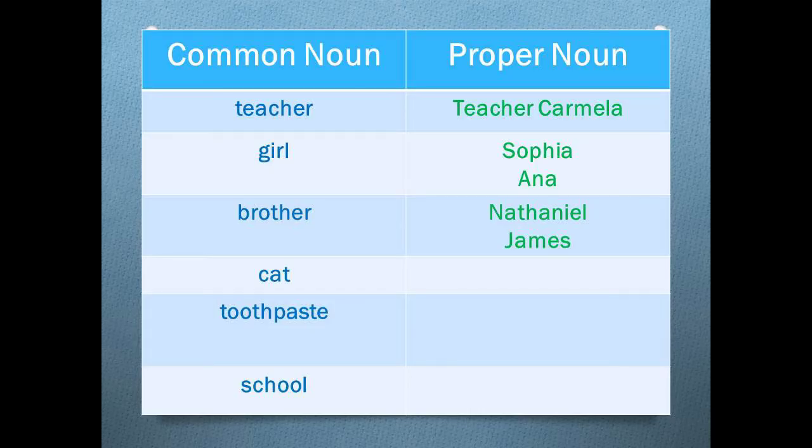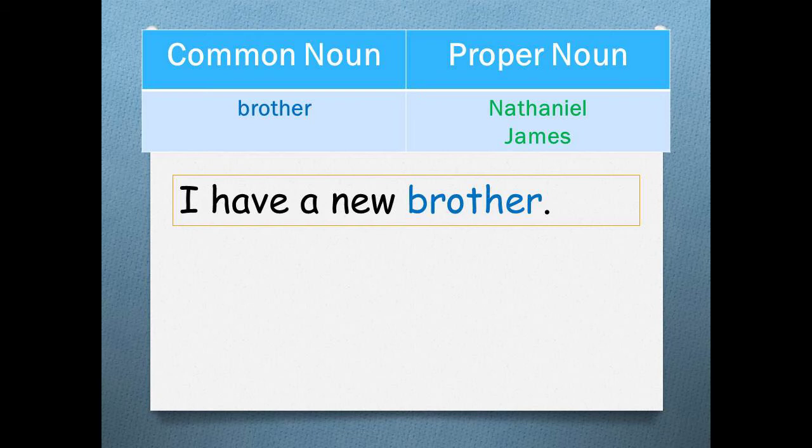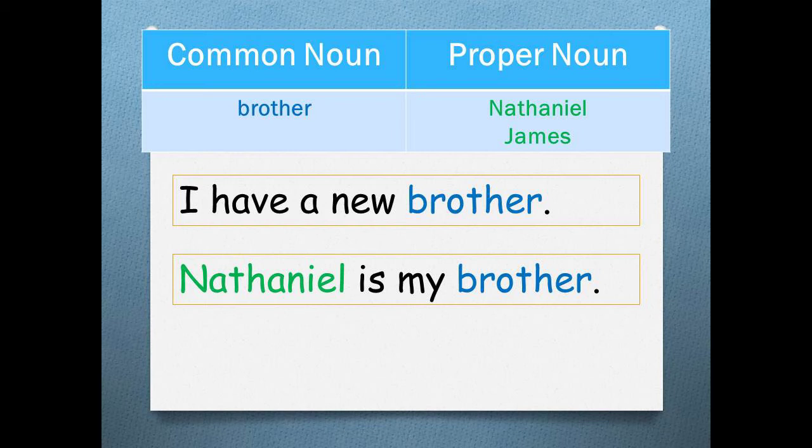Another common noun is the word brother. And a proper noun for brother could be Nathaniel or James. Those are names of boys, right? I have a new brother. The word brother is a common noun. It refers to a person that is a boy. Nathaniel is my brother. The name Nathaniel is a proper noun. It's a specific name of a brother.